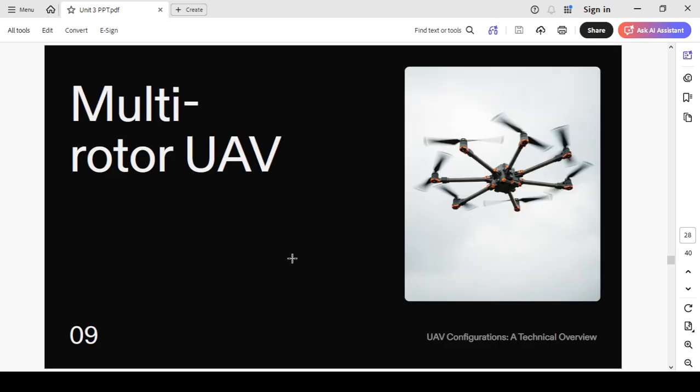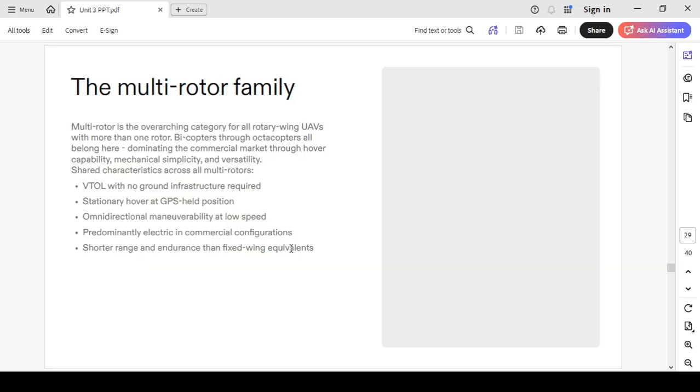Coming to the next one, as we have already covered Quad-Copter, Hexa-Copter, Octa-Copter. If I want to go with more rotors, they come under the category called Multi-Rotor UAVs. When you talk about multi-rotor UAVs, you will be adding more arms to your payload, which will simply be fixed. The multi-rotor is an overarching category of all the rotary wing UAVs, with more than one rotor. Bi-Copter, Tri-Copter, Quad-Copter, Hexa-Copter through Octa-Copter all belong here.